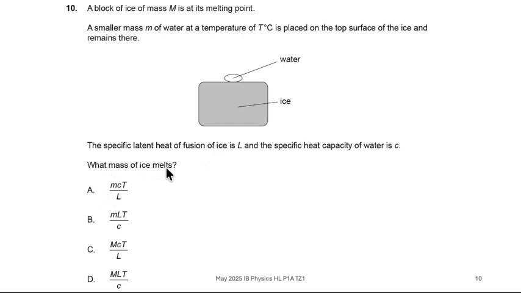result of heat flow. So, as usual, hit pause, have a go, and then hit play when you're ready to see the answer. Okay, so I'm assuming you're ready to go.